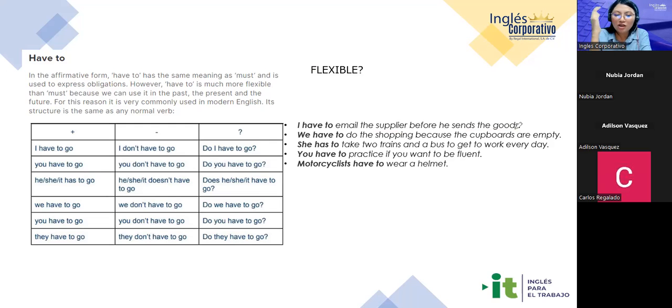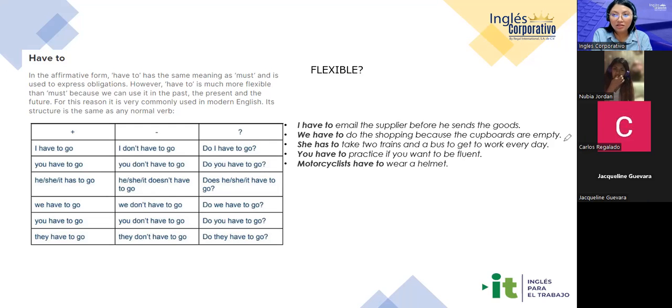The goods. We have to do the shopping because the cupboards are empty. Tenemos que hacer el mercado, por decirlo, las compras, porque ¿qué será esto? The cupboards are empty. What is a cupboard? ¿A qué hace referencia con cupboard, clase? No sé, que dice que algo está vacío. Ajá. ¿En dónde guardamos muchas veces la comida? Despensa. Es como un cabinet, sí, despensa le llamamos.